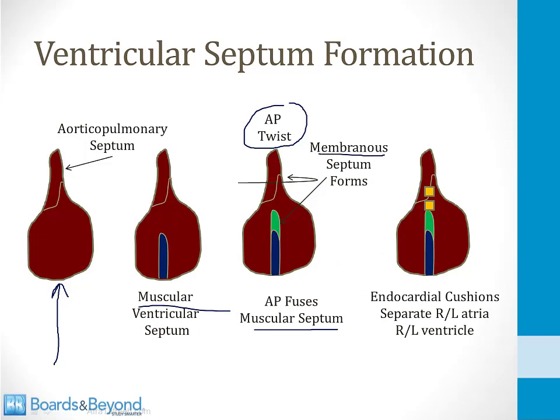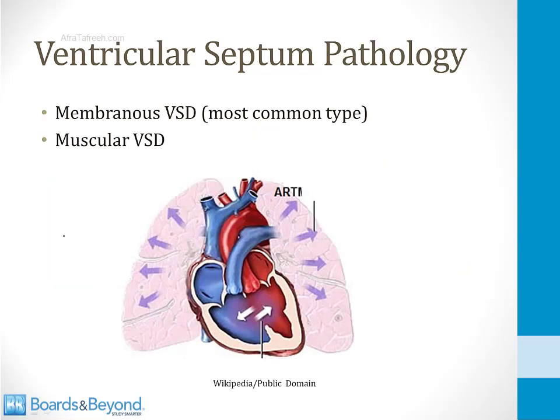After this step, structures called the endocardial cushions appear, and they will separate the right and left atria and the right and left ventricle. And the final result is that you have a single septum separating the left ventricle from the right ventricle. And if you know the names of the structures in the embryo that form the ventricular septum, then it's easy to understand ventricular septal pathology.